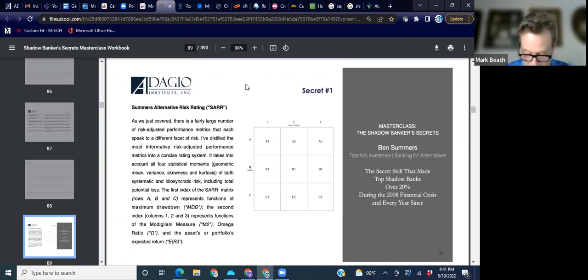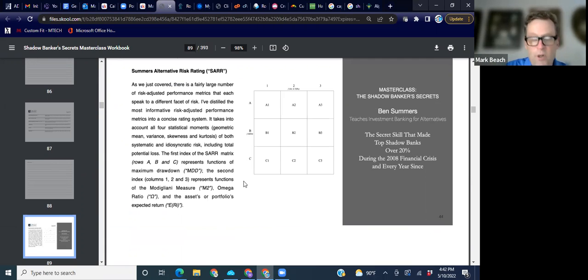And so let me segue over to that for a second. He says here at the bottom of page 75, although beta, CAPM, alpha, and Sharpe are better known risk-adjusted performance measures, Modigliani, Omega, and maximum drawdown are arguably the most informative. So what's Ben about ready to say? He goes on to say, as a matter of fact, those are the three we rely on the most. And so his matrix here that you see on this page is comprised of Modigliani, Omega, and maximum drawdown, to come up with the asset's or portfolio's expected return.